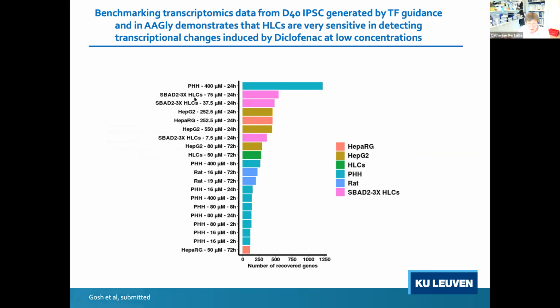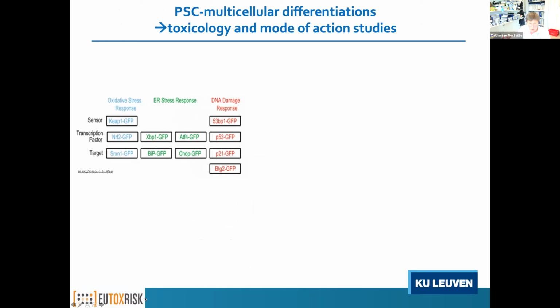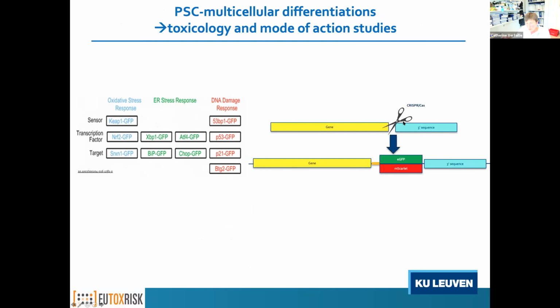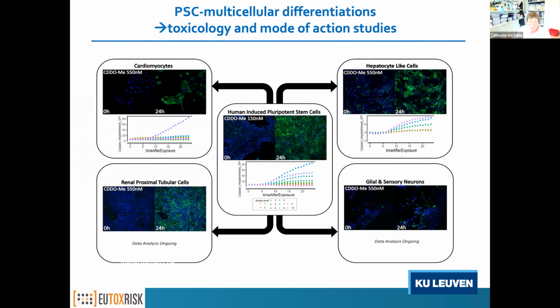To extend this further, using in the context of EU-Tox risk, and also that will continue in Risk Hunter 3, we also started to put mode of action reporters in pluripotent stem cells, so we knock in color genes at the end of the endogenous gene in the genome as a fusion protein, much alike what Bob van der Water actually showed with HepG2 reporter lines. So essentially, we use CRISPR-Cas to knock in GFP or another color with a linker linked to the protein that will be expressed. And the first example of this is actually HMOX1, which represents an oxidative stress sensor.